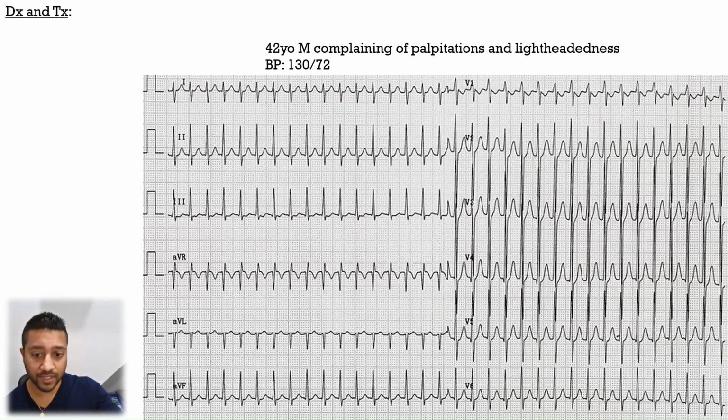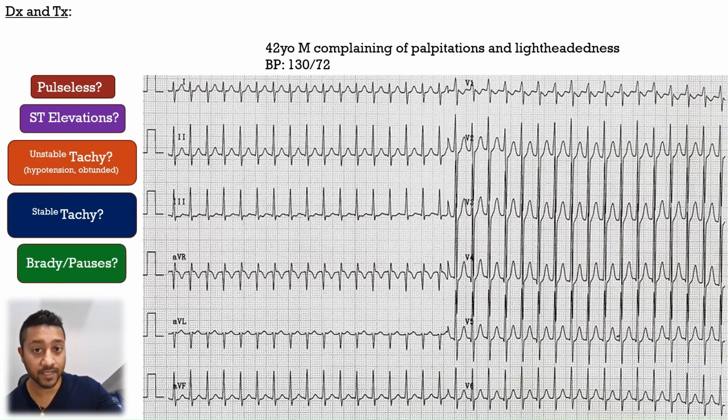So in this first EKG, we see that we have a 42-year-old male coming in with palpitations and lightheadedness, and the blood pressure is 130 over 72. So I already know I'm dealing with a stable patient, but in general, I'm asking myself, am I dealing with any of these categories? Are they pulseless? Nope, they're not. Do they have ST elevations? I'm taking a look at each one of the leads and seeing, do I see any signs of ST elevations above the baseline? No, I don't.